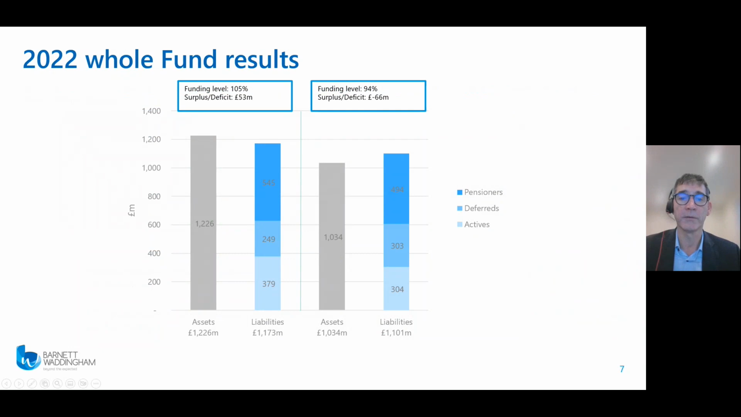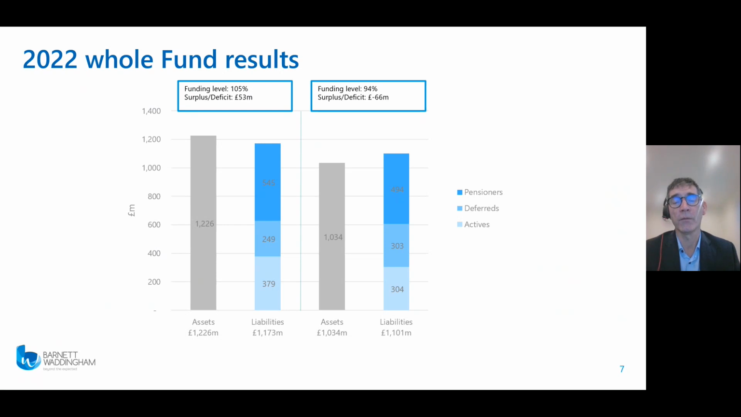So on to the whole fund results. Good news here. At the last valuation, the funding level was 94%. So the assets held were a little bit over £1 billion, but the liabilities, the amount that we estimated the fund needed, was 1 billion. So there's a gap of 66 million, as you can see on page 7.